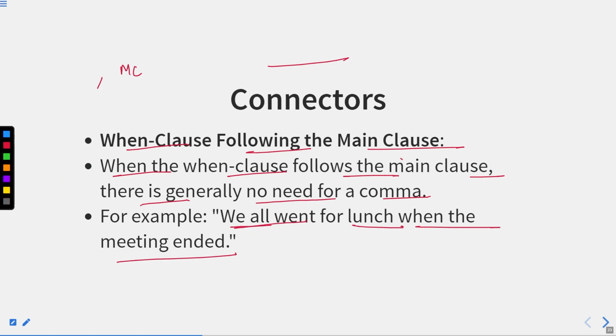Now you can see, first of all, we have written the main clause which contains the action, that is, we all went for lunch. So this is the main clause that contains the action, whereas this when clause, the meeting ended, is the time indication. And in this entire sentence, we do not have any comma in between, because here when is lying in the middle of the sentence.